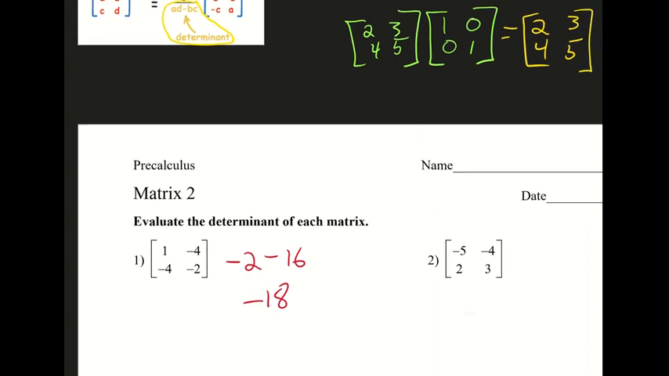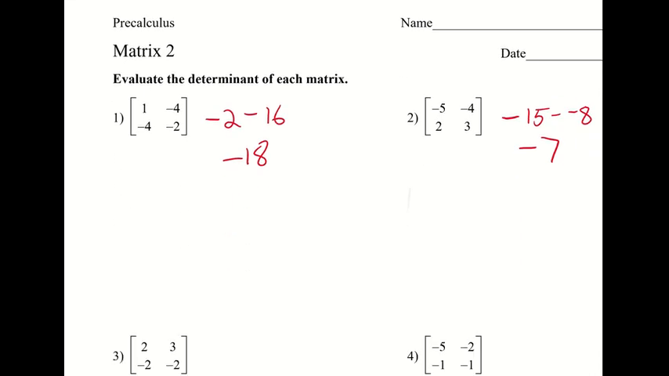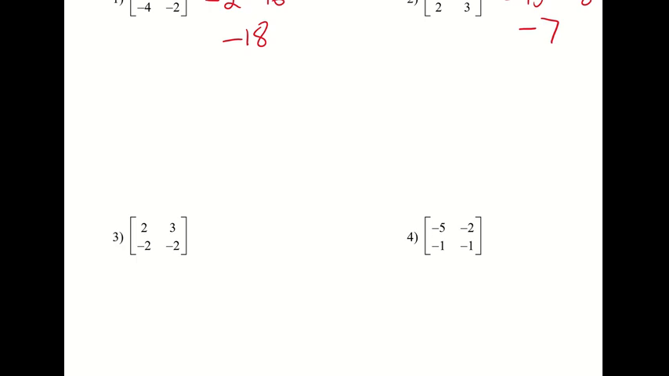If we take a look at number 2, we've got negative 5 times 3 minus 2 times negative 4. So that will be negative 15 plus 8. So our determinant is just going to be negative 7. So determinants for 2 by 2 matrices, very straightforward, but a critical component of finding our inverse. Now, some of these will end up being 0, and that will be important for finding our inverses.